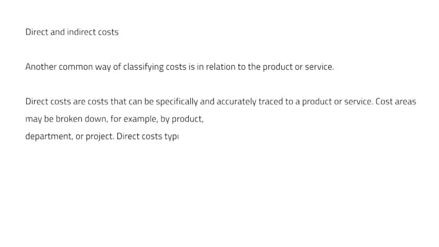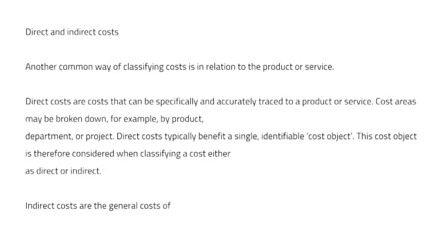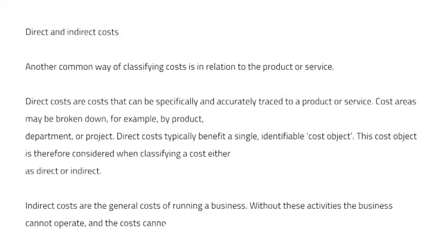Direct costs typically benefit a single identifiable cost object. This cost object is therefore considered when classifying a cost either as direct or indirect. Indirect costs are the general costs of running a business. Without these activities, the business cannot operate and the cost cannot easily be attributed to specific goods or services.